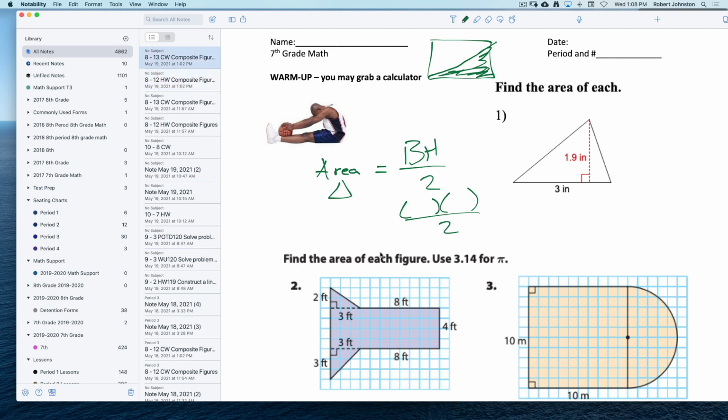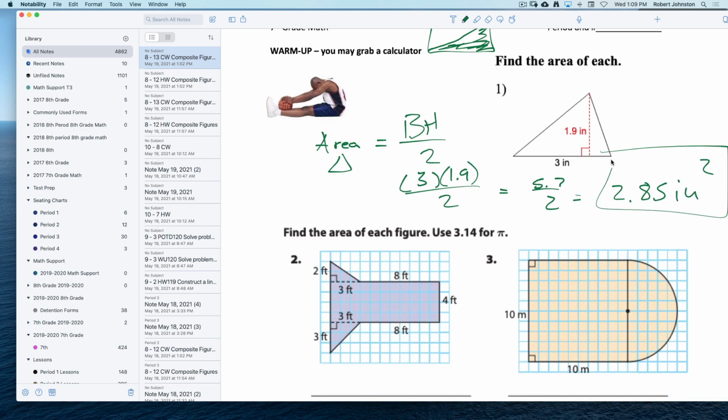So would it be 3 and 1.9? Mm-hmm. What's that become, Anakin? 5.7. 5.7 divided by 2? I got 2.85. That's right. What are the units? Inches. Square. There you go. Okay, let's get started on this one.